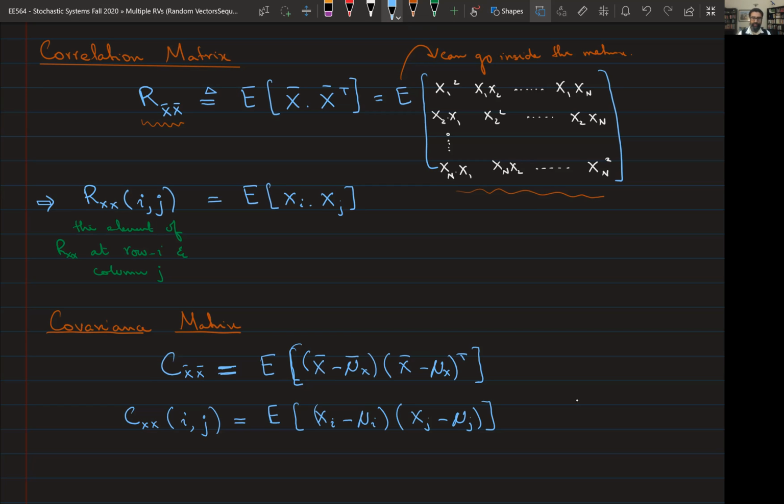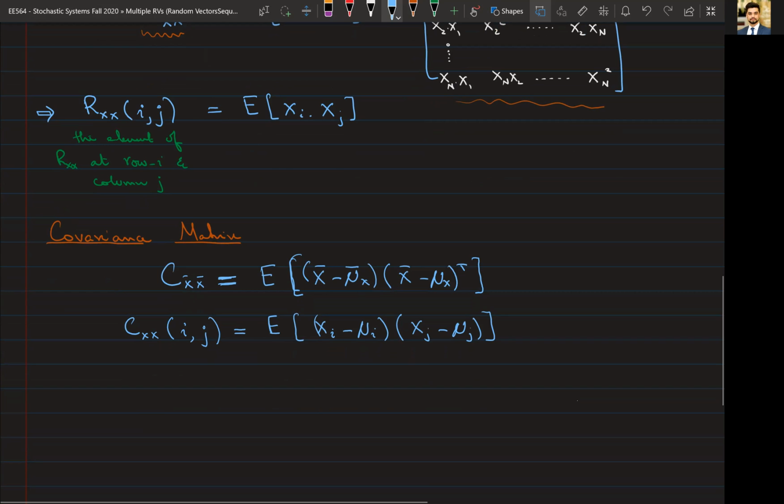Mohsin, is that what you were saying? I believe that's what you were saying when you gave the answer. Sir, there was further simplification after this. Okay, so you were saying that this is equal to R_XX(i,j) minus mu_i times mu_j. This is something you can do as well.